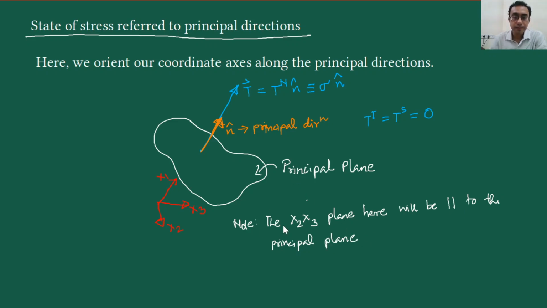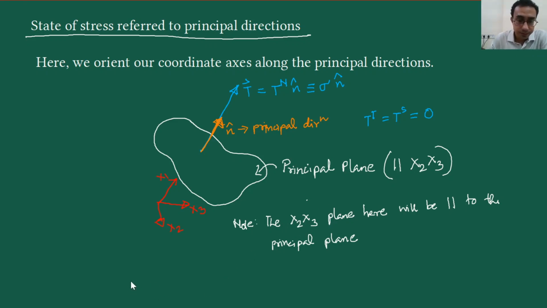Okay, which is this plane. We can actually write this here: the principal plane is parallel to the x2 x3 plane for this particular way that we have set it up. Had we instead chosen x1 and x2 to be here and x3 to be here, then of course the principal plane would have been parallel to the x1 x2 plane. Okay, now with this understanding, what can we say about the stress components?